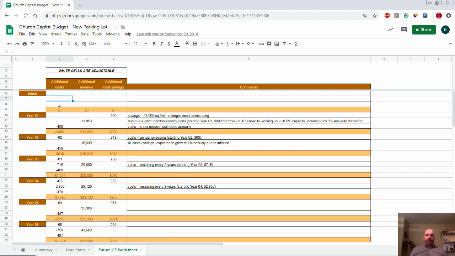So the project specifically is about taking some of their undeveloped land. I'm going to assume they already got the land there. They got a big lot, and they just want to add an additional 52 parking spaces.